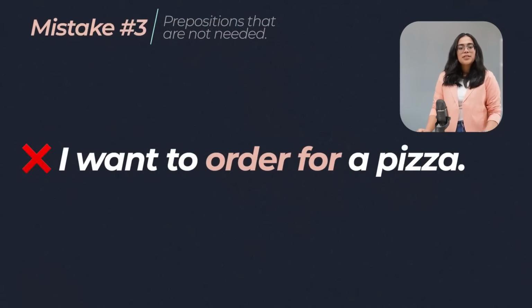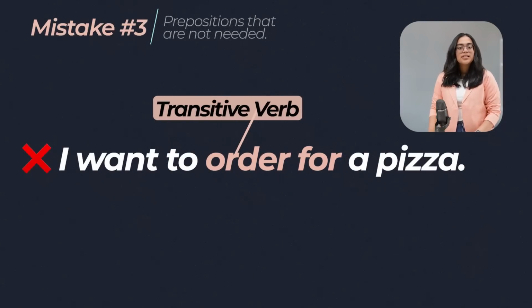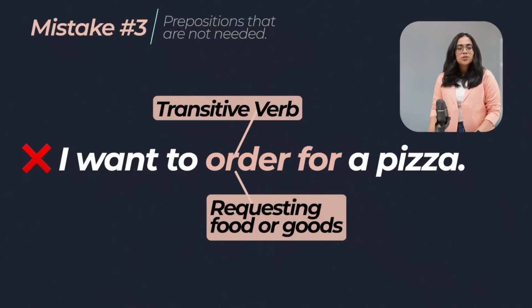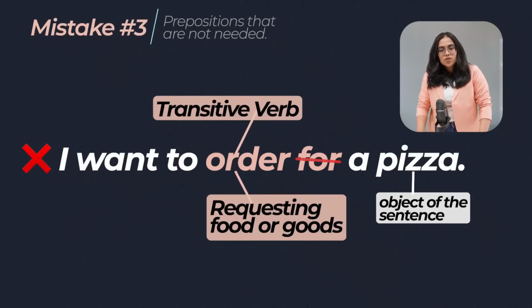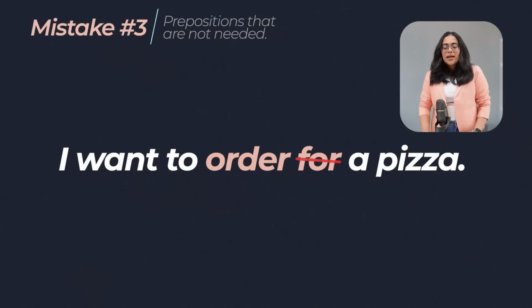Now this is a classic mistake. I want to order for a pizza. Now why is it wrong? Order is a verb. And order means requesting food or goods. Order is a transitive verb and doesn't require the preposition for. Order in this context directly takes an object. The object is the thing you are requesting. See, what do you want to order? A pizza. A pizza is the direct object of the verb order. So the correct sentence is, I want to order a pizza. You don't need the preposition for.